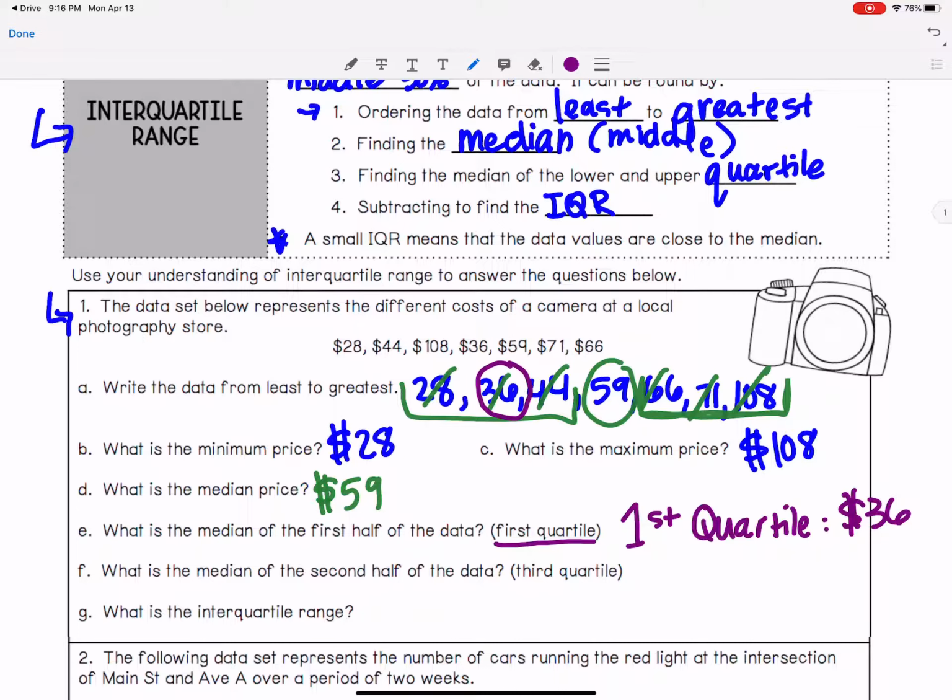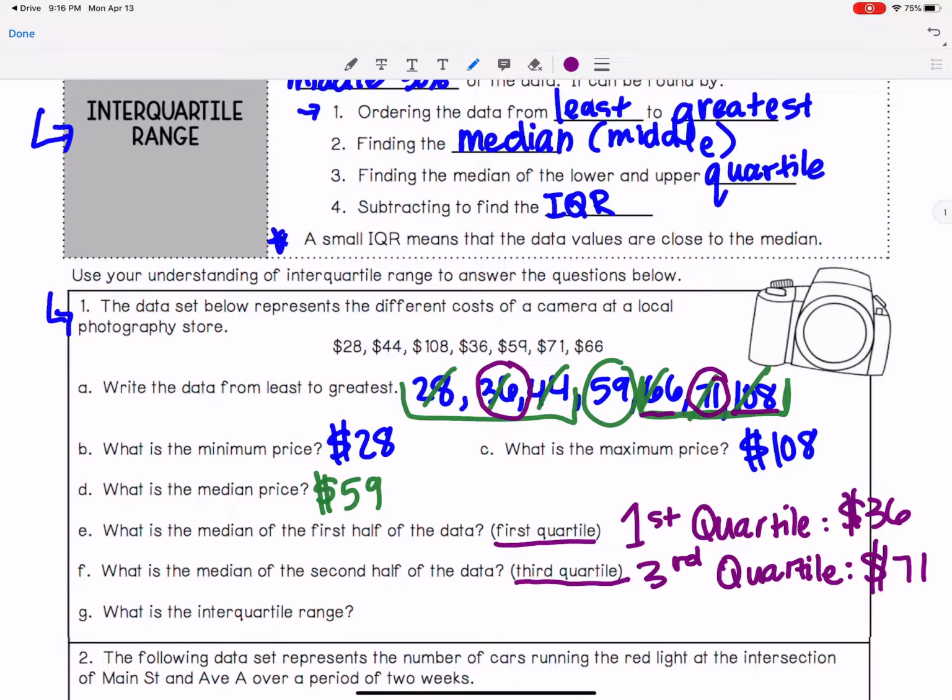Now, what is the median of the second half of the data? Notice that's called our third quartile. So I'll write out here, third quartile. Let's see which number we're going to get. We just have to find the middle number in our second half of the data, and it looks like 71 is going to be in the middle because we have 66 and we have 108. 71's right in the middle of the last half of the data. So 71 is going to be our third quartile.